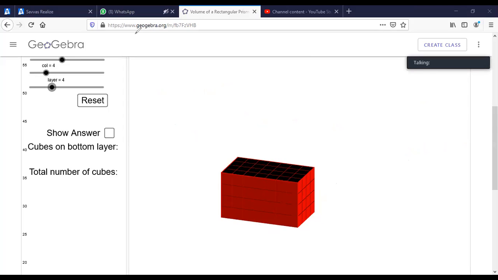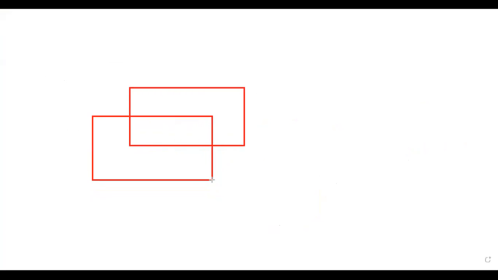Okay, let's take another example. So I will give you a prism like this. Okay, and I will tell you that the length is like 3, the width is 2, and the height is 3, maybe something like that. I will tell you, find the volume.